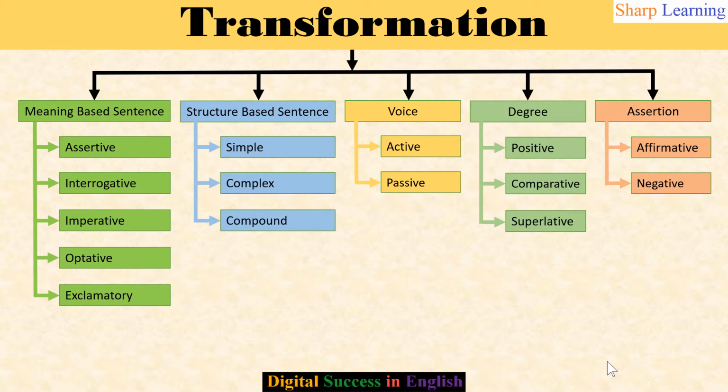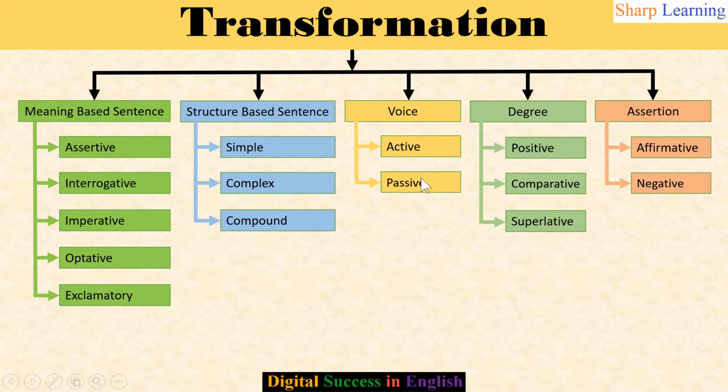Today in this tutorial we are going to learn transformation. But you know that there are 5 items of transformation: meaning based sentence, structure based sentence, voice, degree and assertion of sentence. You know that there are 5 types of sentence under meaning based sentence, that is assertive, interrogative, imperative, optative and exclamatory sentence. Then structure based sentence, there are 3 types of sentence: simple, complex and compound.